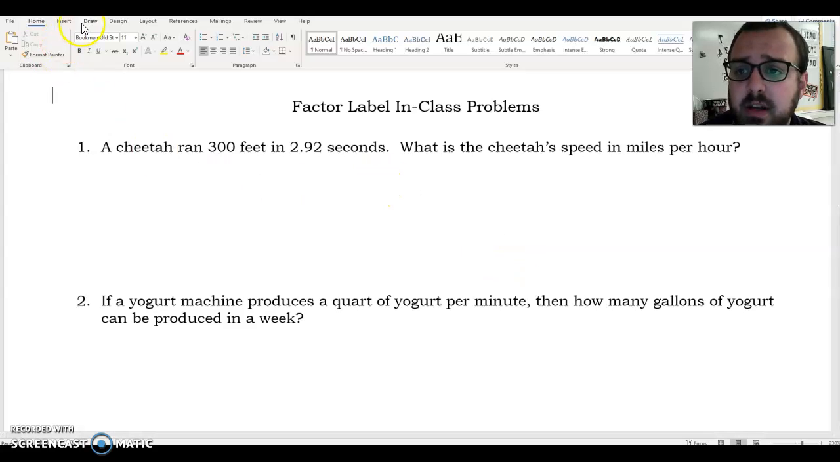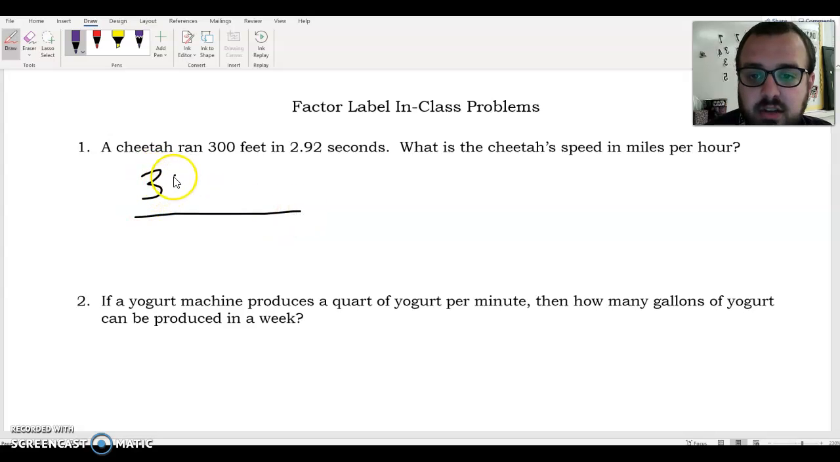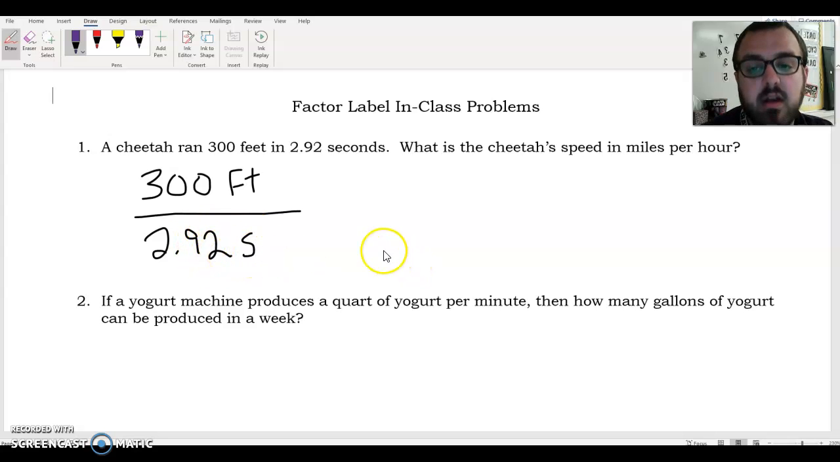Now, the way that we're going to do this is by setting up a giant multiplication problem of fractions, okay? Here's how this is going to look. I'm going to start with my 300 feet in 2.92 seconds. You're going to notice that I'm going to write out the unit. So we get feet, and down here we get seconds. Now, what I'm going to do is use my conversion facts that we just saw in the other one to write out other fractions that are going to lead me to the units that I want.